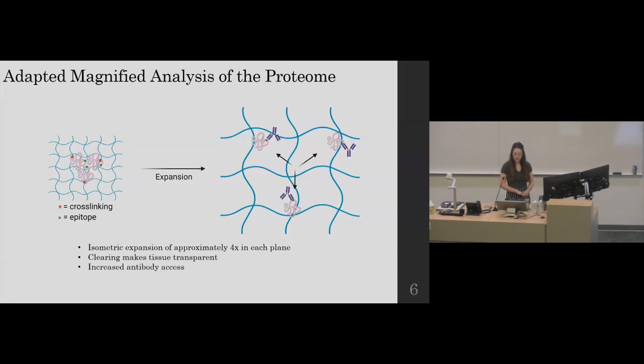I used an adapted version of magnified analysis of the proteome to overcome these problems. MAP involves cross-linking the proteins in the tissue with an acrylamide gel matrix before clearing and expansion, which clears the lipids from the tissue, making it transparent, as well as expanding the tissue by approximately 4 times. This both provides greater resolution with a confocal microscope, as well as greater antibody access. This allows me to acquire single synapse resolution with an increased number of available antibodies.